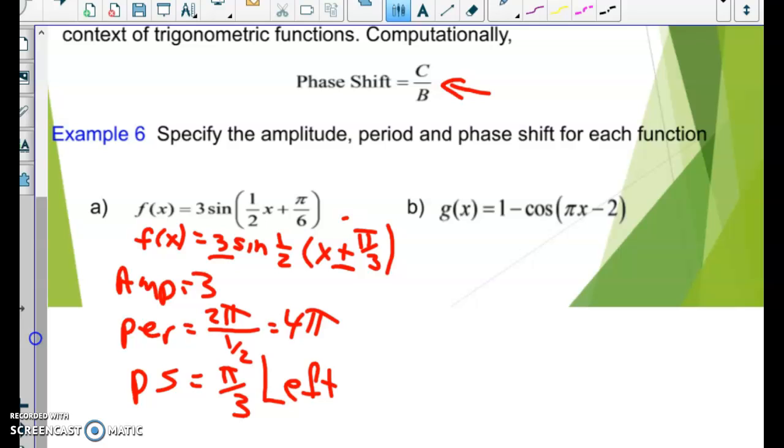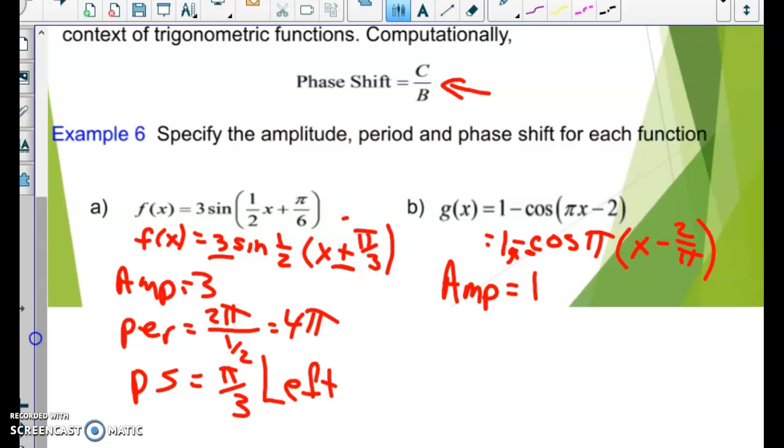And let's take a look at the second one here. Again, I'm going to put it in Mr. Otto standard form. Pull out that, and I get 2 over pi. Yuck. And so then we're going to say, what's my amplitude? Well, amplitude is the number in front of that cosine, and since there's nothing there, we're going to say 1. Notice the negative in front of there. That's going to tell us that we're going to be reflected over the x-axis.